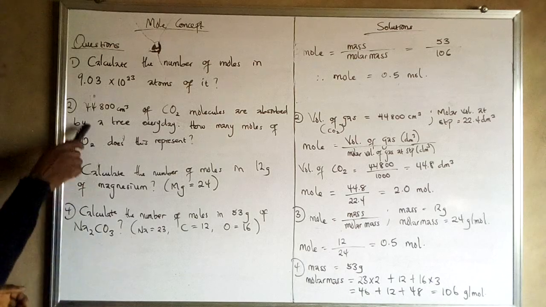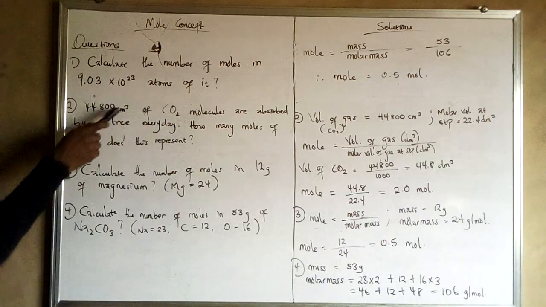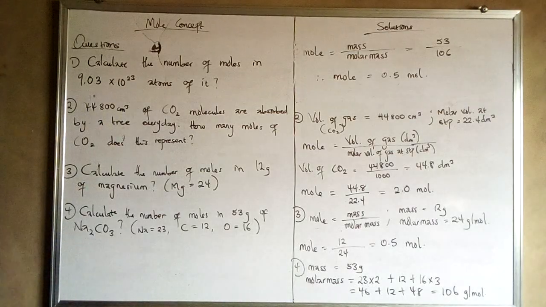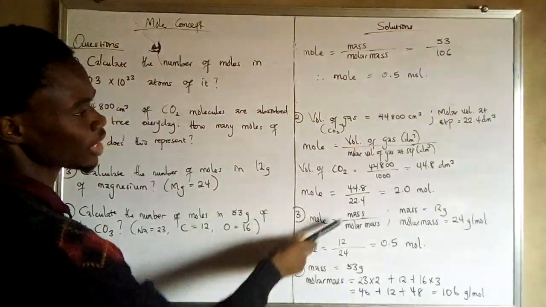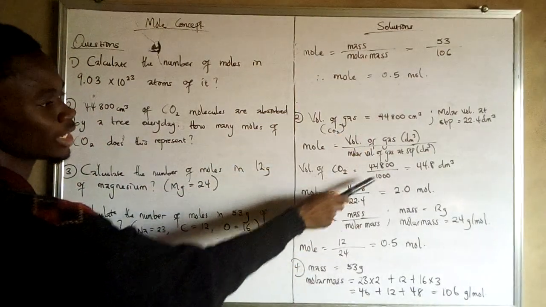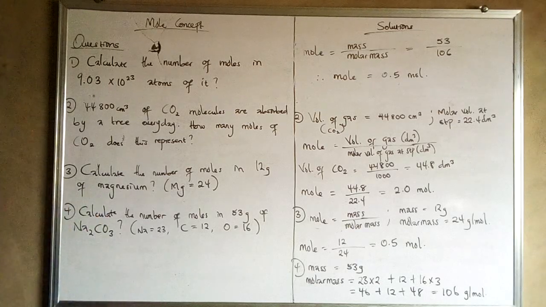Another thing here is that we have to ensure that the 44,800 centimeter cube of carbon dioxide is expressed in dm cube, or make a conversion from centimeter cube to dm cube. By dividing by 1000, we are going to arrive at 44.8 dm cube.